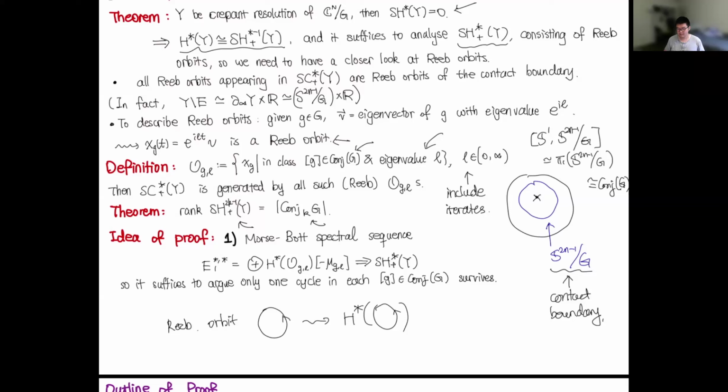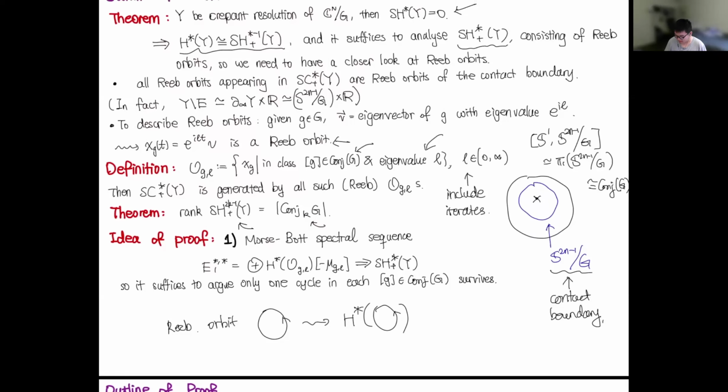And then in general, you have a family of such orbits, so you just group all of them together into a single so-called critical manifold, and you take the cohomology of them, with some degree shifting, so that it is placed in the correct degree.